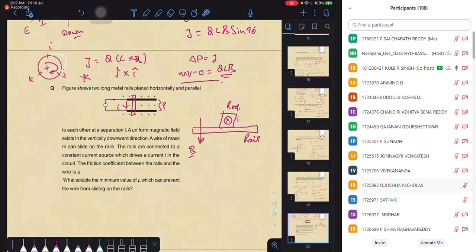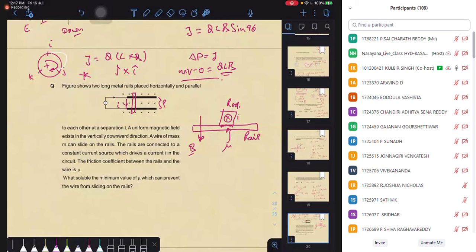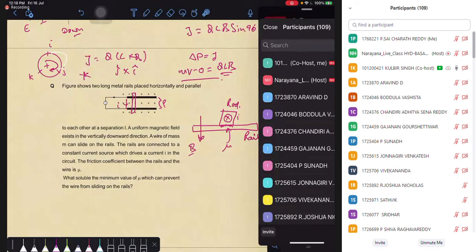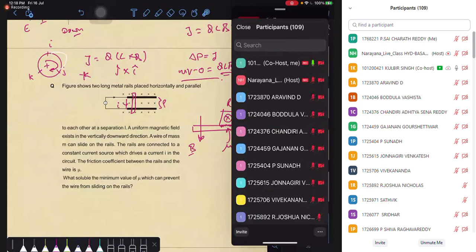Anyway, next, given the mu, there is a mu surface. That surface we have, mu is given between the rod and the rails. So the question is: what is the minimum value of mu which can prevent the wire from sliding on the rails? You don't want the rod to slide. The question is quite simple, only if you have clarity about the diagrams. Does anyone have a doubt in the diagrams or situations?